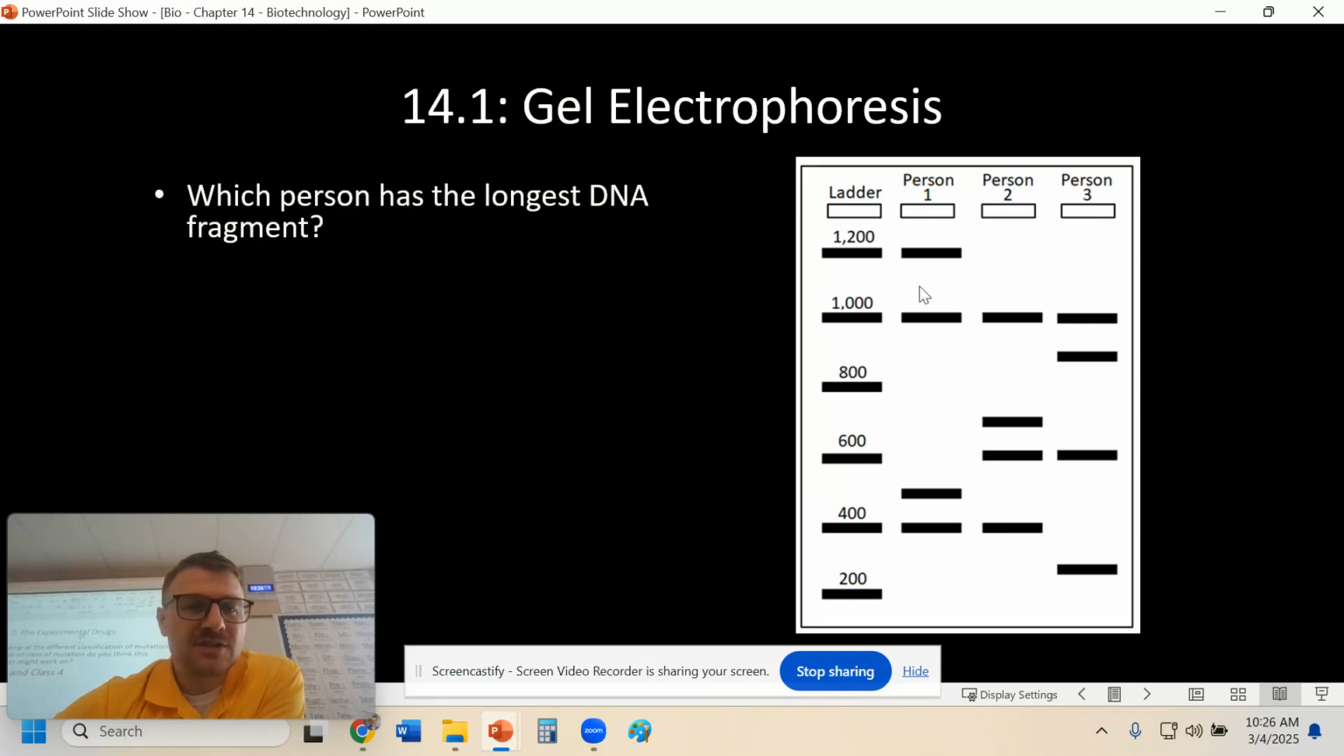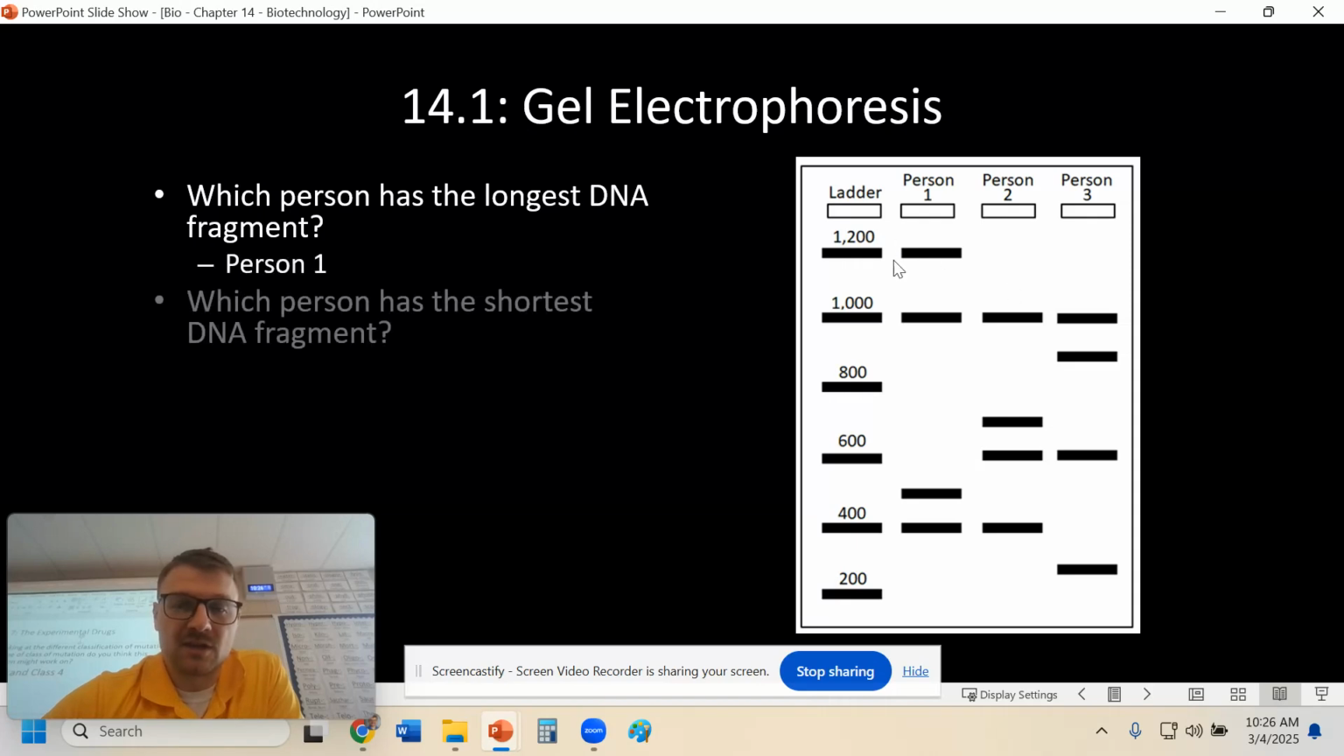Now, what this allows us to do, before we get there, let's look at this little quiz here. Which person has the longest fragment? So person one, two, or three? Well, person one has the largest fragment right here. That's 1,200 bases. Which person has the shortest fragment? That'd be person three. You can see their shortest fragments right there.